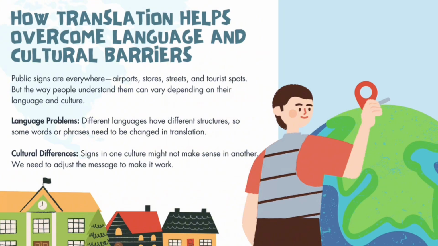Well, public signs are everywhere, such as in airports, stores, streets, and tourist spots. But the way people understand them can vary depending on their language and culture. First, we have the language problems. What's the problem? Different languages have different structures, so some words or phrases need to be changed in translation. And for the cultural differences, signs in one culture might not make sense in another, so we need to adjust the message to make it work.